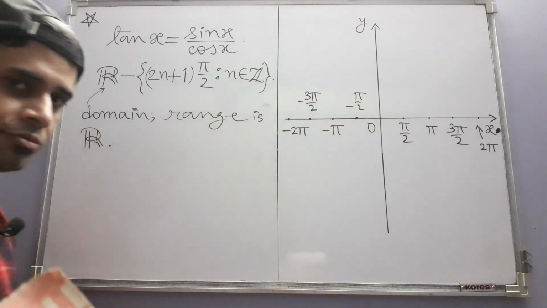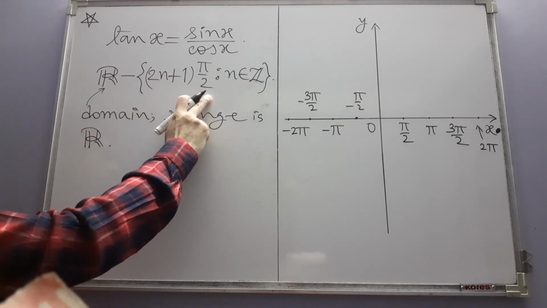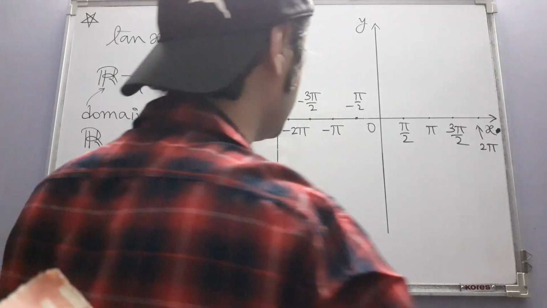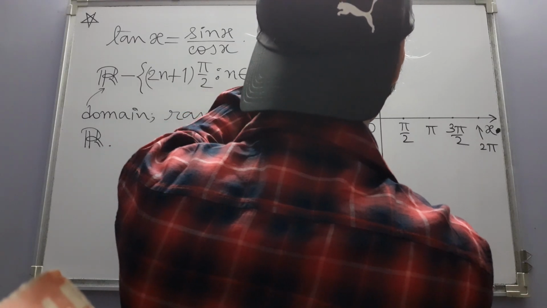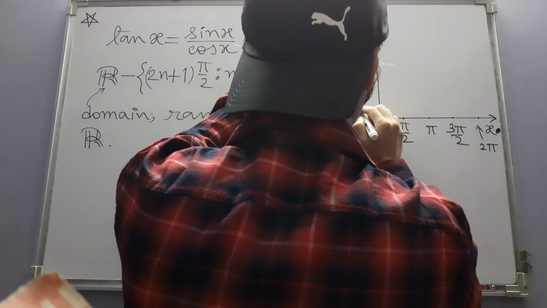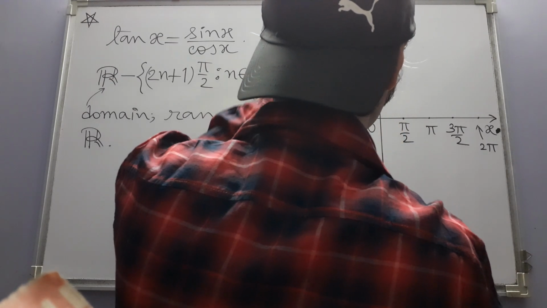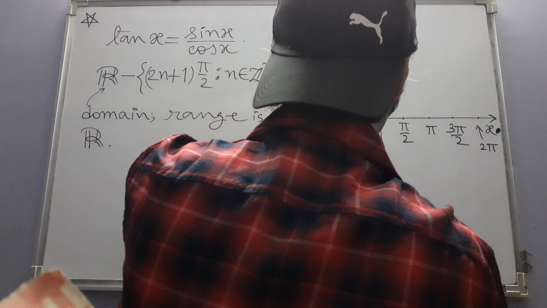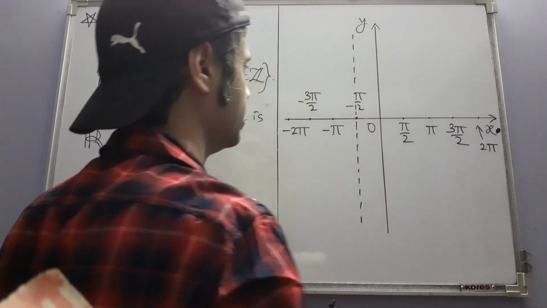Okay, so what are the values that we need to avoid? We need to avoid these values. So now you know what to do. You draw vertical lines through those points that you need to avoid, and these lines will help guide the graph.